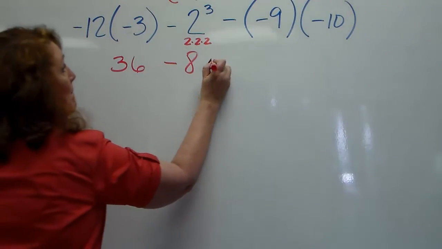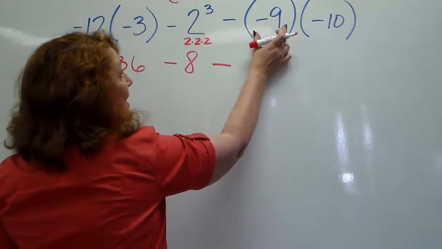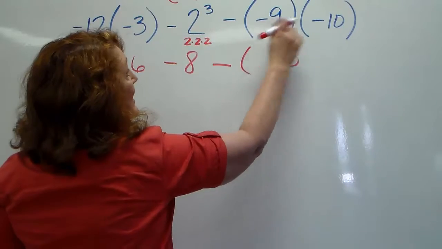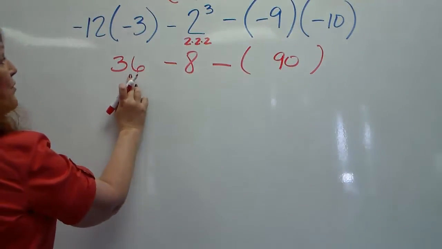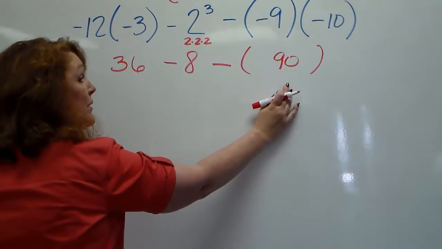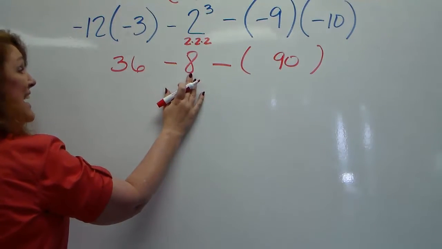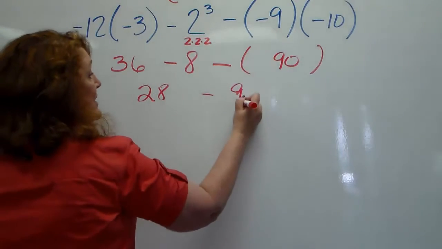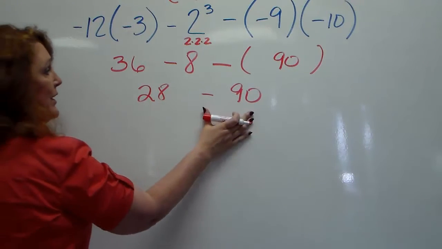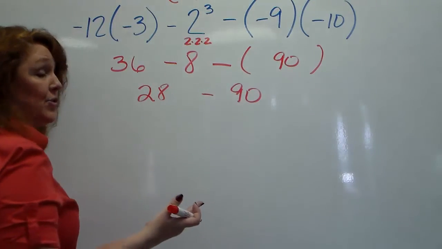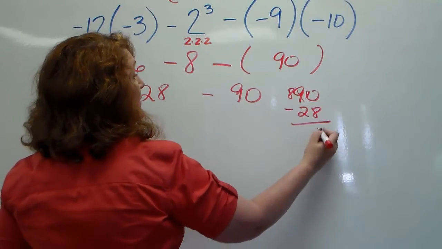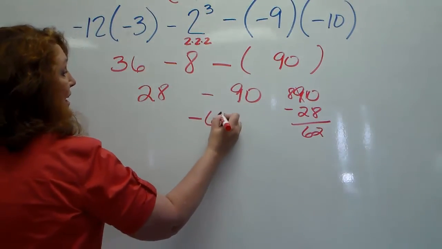Minus, and I'm going to do this multiplication. Negative 9 times negative 10. 9 times 10 is 90, and negative times a negative is a positive. So I've got now 36 minus 8 minus 90. I have two subtraction problems, and I have to do them in order. So 36 minus 8 is 28, minus 90, and this is going to give me a negative number because I've got a positive number and a negative number. I've got to subtract, but I can't subtract them in this order because when you subtract, you have to do big minus small. So I have to figure out what 90 minus 28 is, and that's 62. So my answer is negative 62.